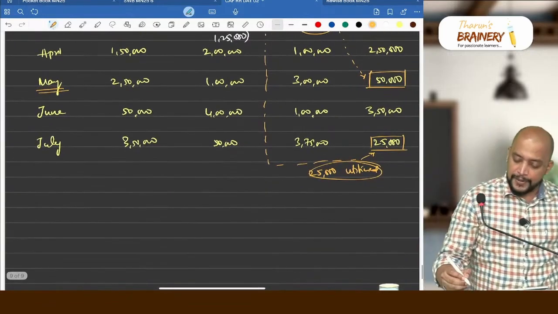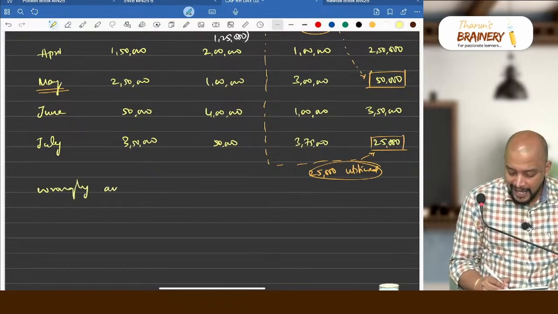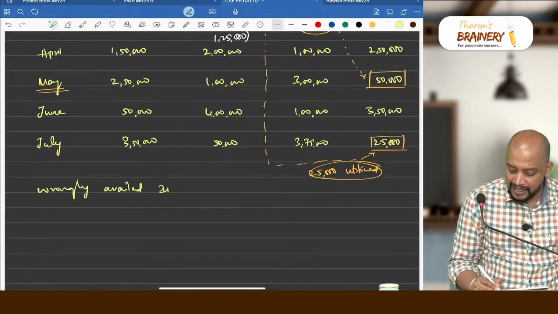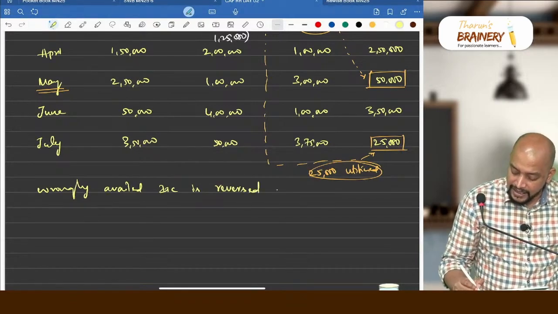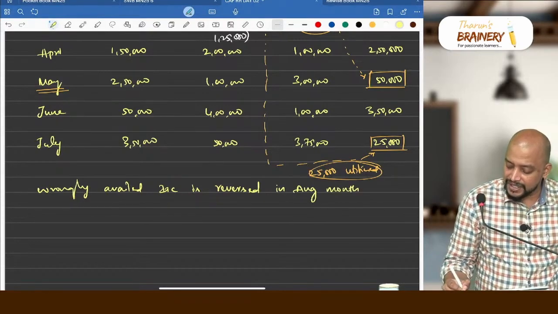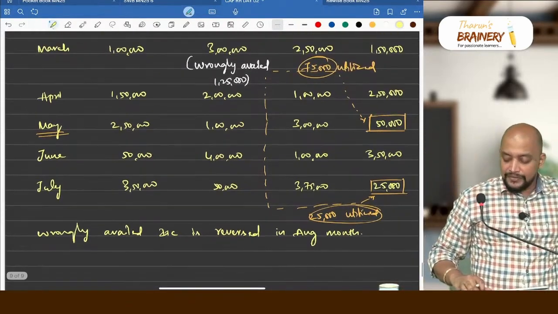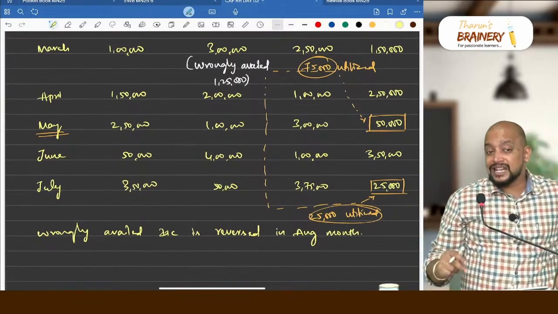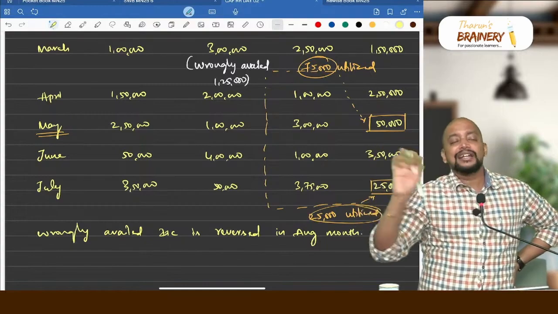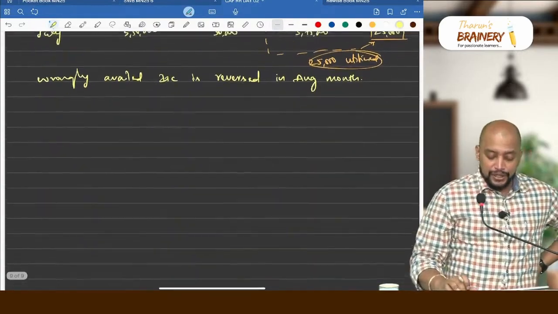And then what we did, this wrongly availed ITC is reversed in August month. Now we need to compute interest. We need to compute interest for two amounts. One is 75,000, another is 25,000, not on the entire 1,25,000, because only 75,000 and 25,000 of the ITC was utilized.